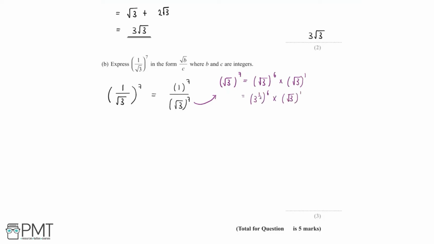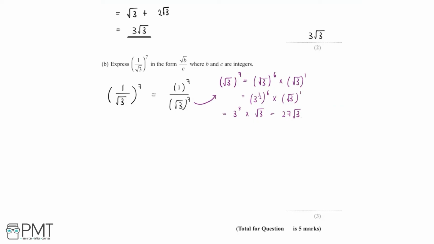Well, now 3 to the power of half all to the power of 6 can be simplified and can be written as 3 to the power of 3, and root 3 to the power of 1 is just equal to root 3. So we're left with 3 to the power of 3 multiplied by root 3. Now since 3 to the power of 3 is equal to 27, we can say that this is equal to 27 root 3. And so we've found that root 3 to the power of 7 is equal to 27 root 3.